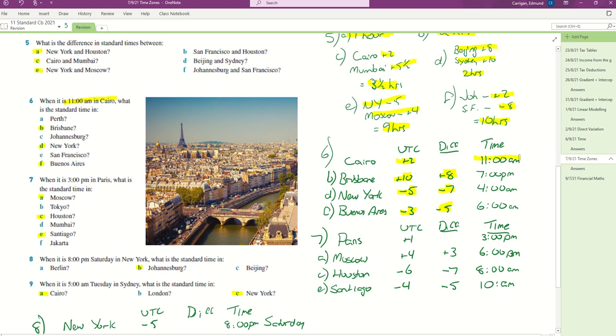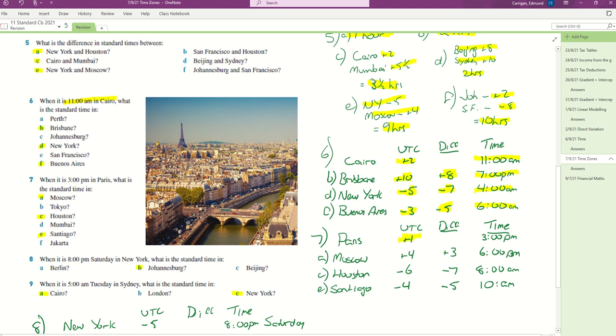So at 11 a.m. in Cairo, it is 8 hours later in Brisbane, 7 p.m. At 11 a.m. in Cairo, it is 7 hours earlier in New York, 4 a.m. Buenos Aires is 5 hours earlier than 11 a.m., 6 a.m. in Buenos Aires. Now it's asking me for the same sort of thing. 3 p.m. in Paris, what is the standard time? And we've done Moscow, Houston, Santiago.